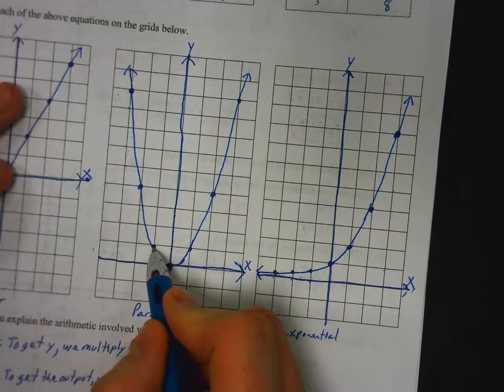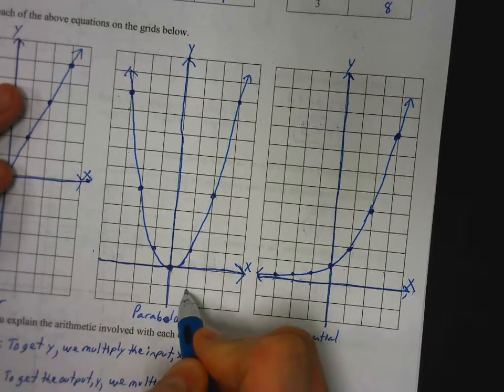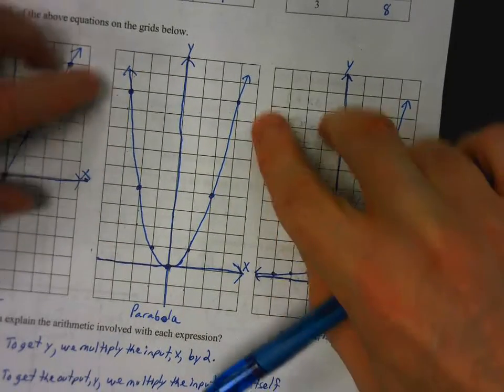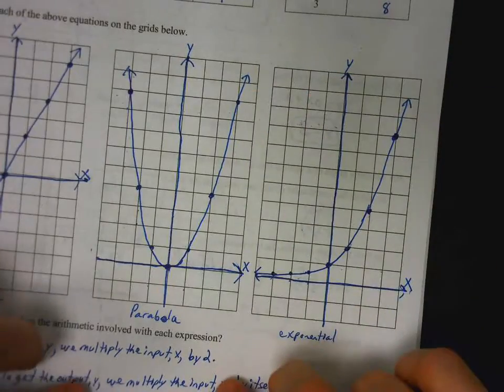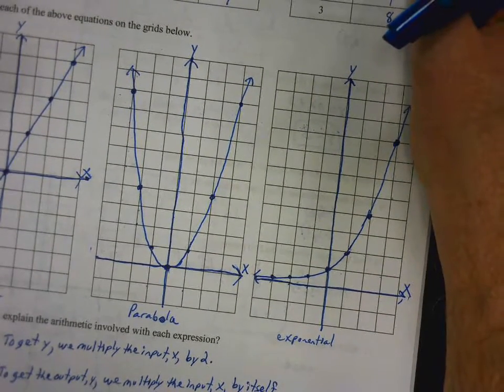So this point is going to be, instead of positive 1, down at negative 1. This one will also get down to negative 1. These two will go down to negative 4, and then these two will go down to negative 9. So now your parabola, your U-shape, is going to be upside down.